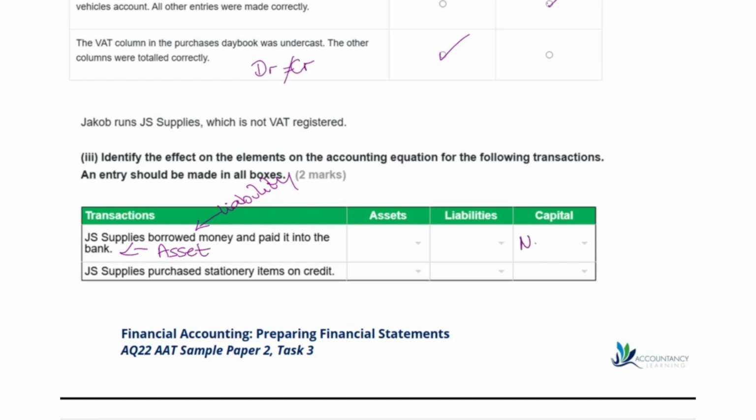So it's going to have no effect on capital, but we've borrowed more money, so we're increasing our liability, and we've paid that money into the bank, so we're also increasing our assets.